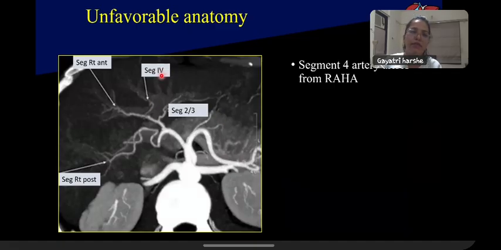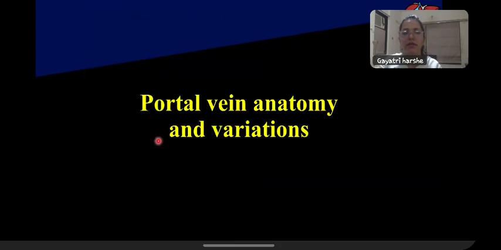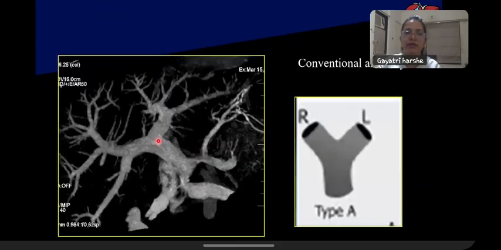Another segmental artery, where the segment 4 artery arises from the right anterior hepatic artery. These are more important origins of the segment 4. Even if it is from the right, that is fine. Moving forward with the portal vein anatomy and its variations.